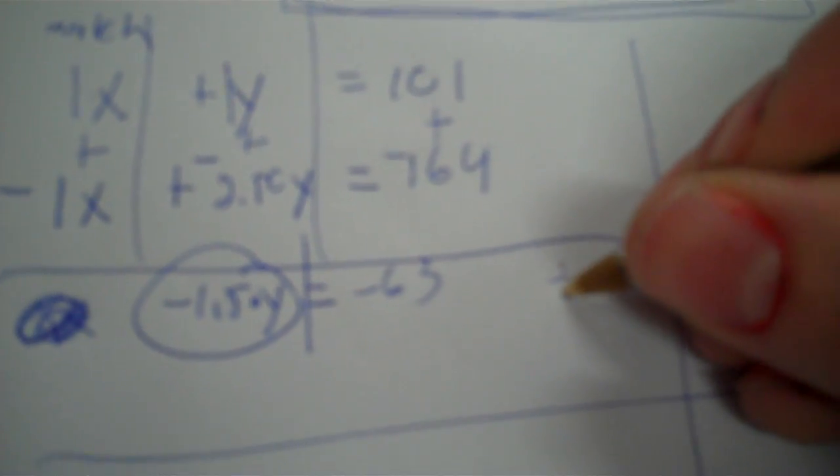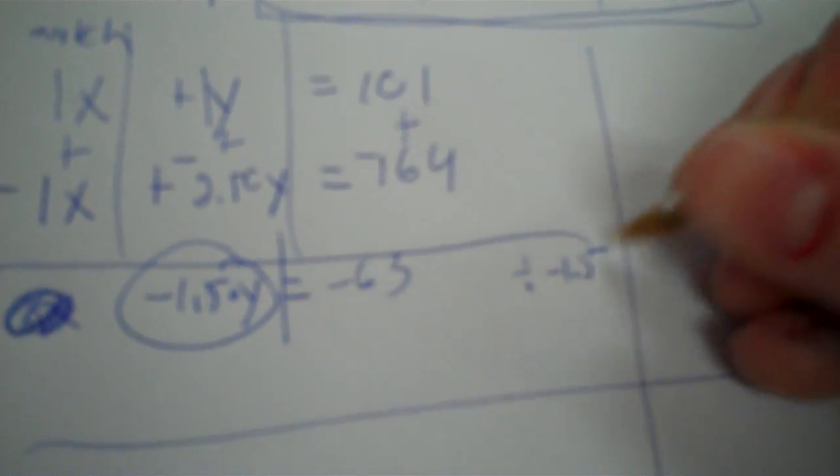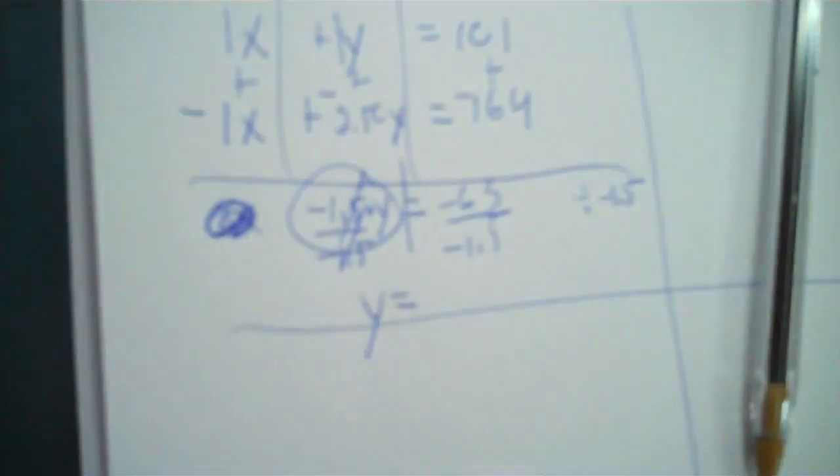Okay, so we have the multiplying operation. We need to divide by negative 1.5. And y is equal to 42. So you find your y in the table, this one here, and just put 42. That's y, so that's a different letter, 42 adult.